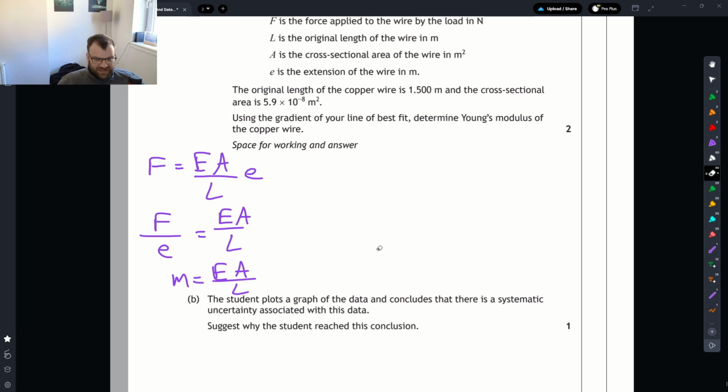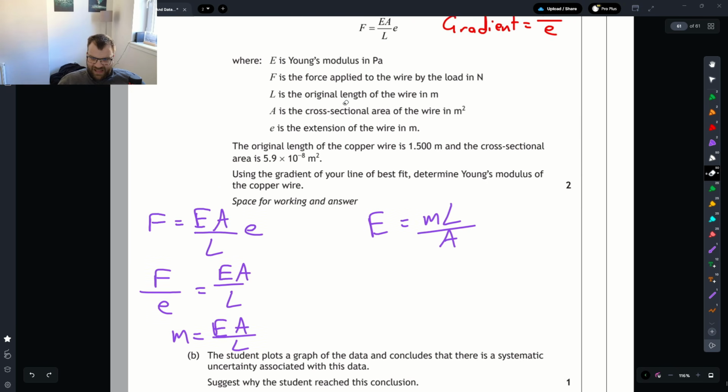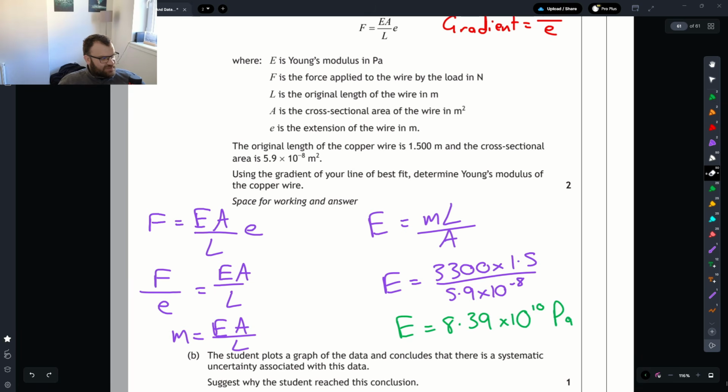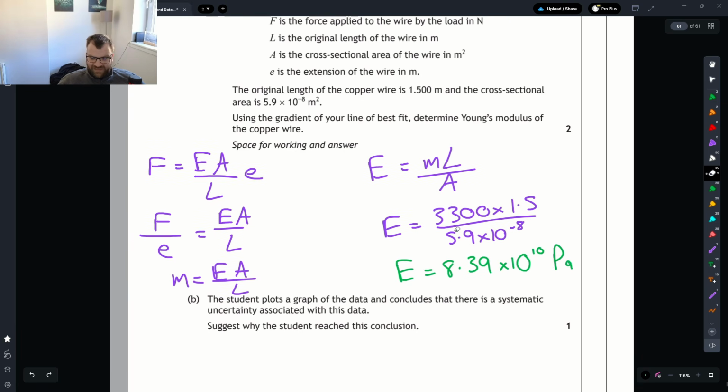So now I'm going to keep rearranging. The L is going to come across and multiply by it. The A is going to go across and divide by it. And then I can put my numbers in. We got 3300 for the gradient. L is the original length, 1.5. And A is the cross-sectional area, 5.9 times 10 to the power of minus 8. And then plugging that in gives me an answer of 8.39 times 10 to the power of 10 pascals.